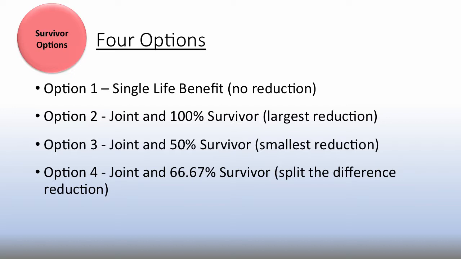The survivor options, then 2, 3, and 4, all operate the same, they're just varying levels. Option 2 is joint and 100% survivor. This is going to have the largest reduction off your base benefit, off that option 1 benefit, but when you die, your survivor is going to get the exact same amount you were receiving. So it gives the biggest benefit to your survivor. Option 3 is joint 50%, and just like you would expect, you're going to have a smaller reduction. In fact, it's the smallest reduction on the options, but when you die, your survivor is going to get 50% of what you were receiving.